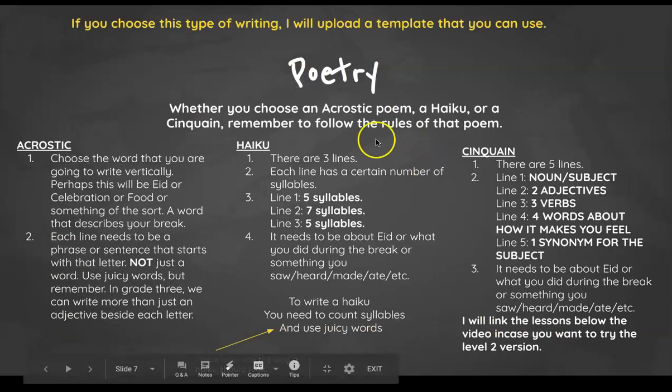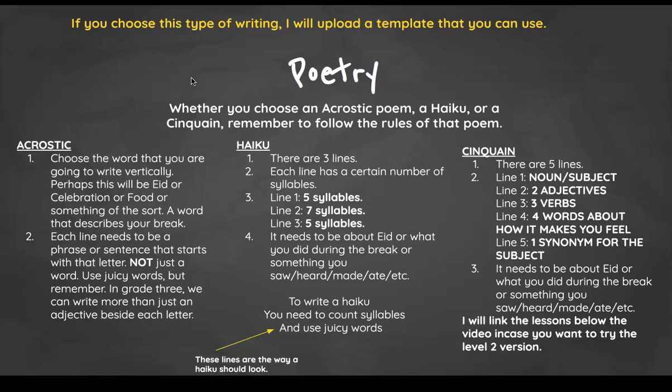So poetry, we did 3 different types of poems. You can choose any of them, you can choose all of them, that's completely up to you. If you choose to do poetry, there will be templates you can write them on as well, or just into your home learning book. So remember, acrostic, you're going to choose the word that you're going to write downwards.